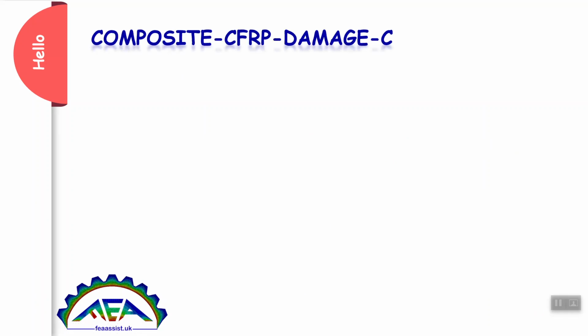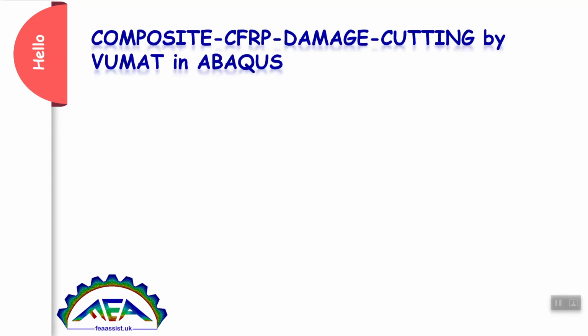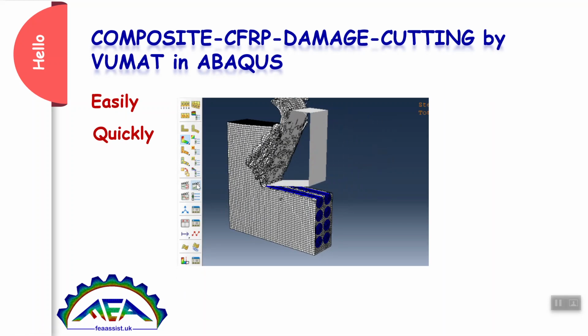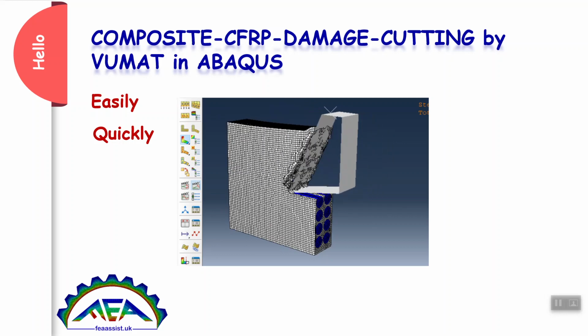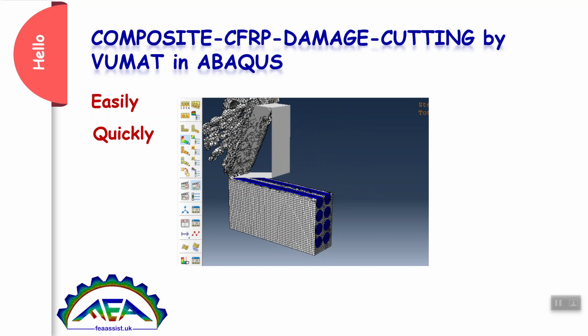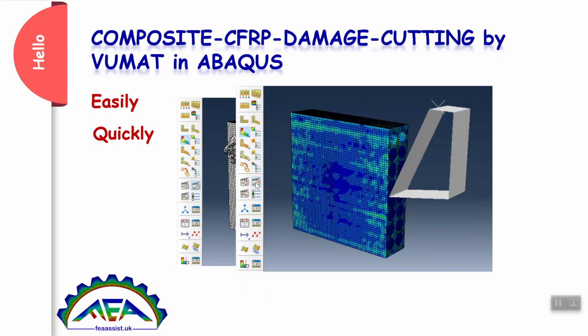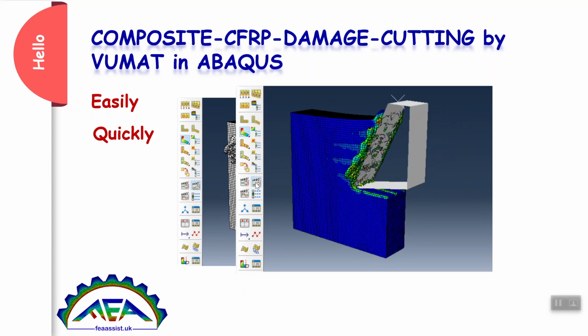Hello, here we want to explain composite or CFRP damage or cutting by the VUMAT subroutine in Abaqus. You can learn it easily and quickly by this video. The first solution is micro. In the micro solution, the fibers and matrix are defined separately. You can see the cutting process here. The fibers are oriented at 0 degrees in this example. Or here you can see the strain in the elements and the chip formation.